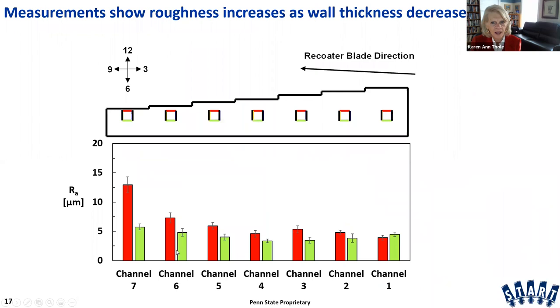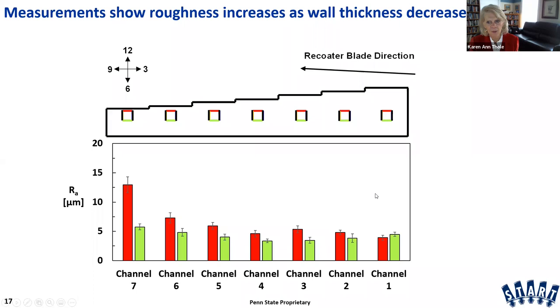In fact, as we were building this channel, what was happening is the melt pool on the outside of the surface was actually influencing the amount of roughness on that channel wall. So this graph on the bottom shows the red bars are this outer wall or outer channel roughness level. And you can see that channel roughness increases with decreasing wall thickness. So you can see the highest roughness here and the lowest roughness on channel one.